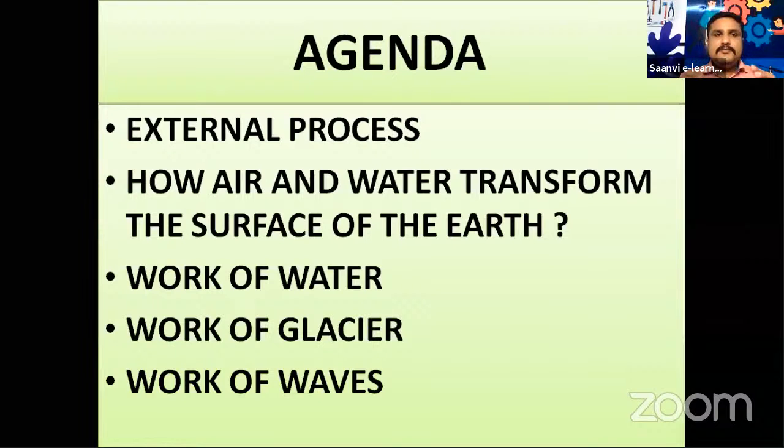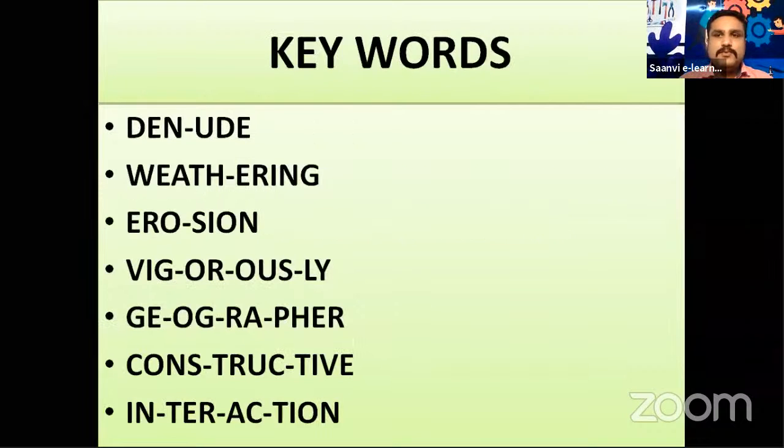Today we are going to discuss the external process, how air and water transform the surface of the earth: work of water, work of glacier, and work of waves. These topics we will discuss today. And before that, we have some keywords here.